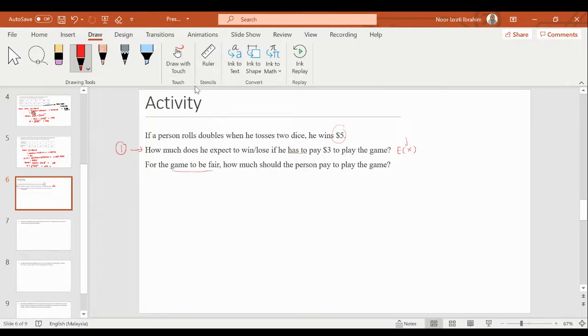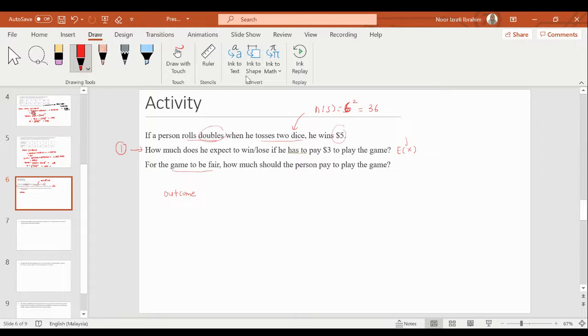Right? And what is the experiment? The experiment is tossing 2 dice, and our interest is to get a double, win $5. So here you have to come up with the outcomes when we toss 2 dice. The total number of outcomes, the sample space when we toss 2 dice, is 6 to the power of 2, which is 36.